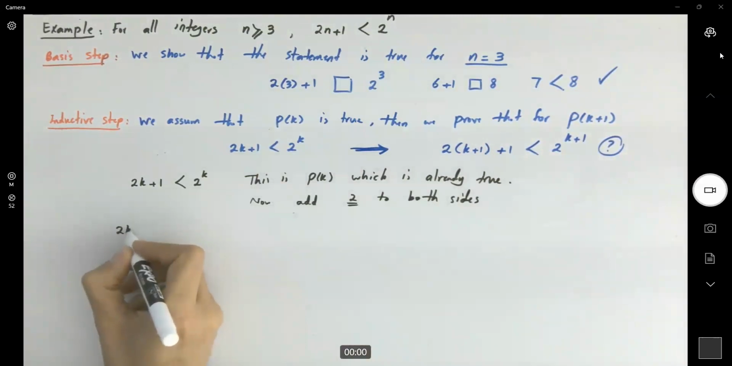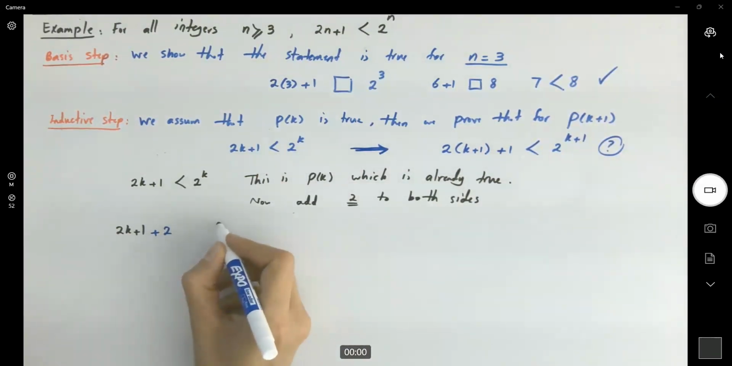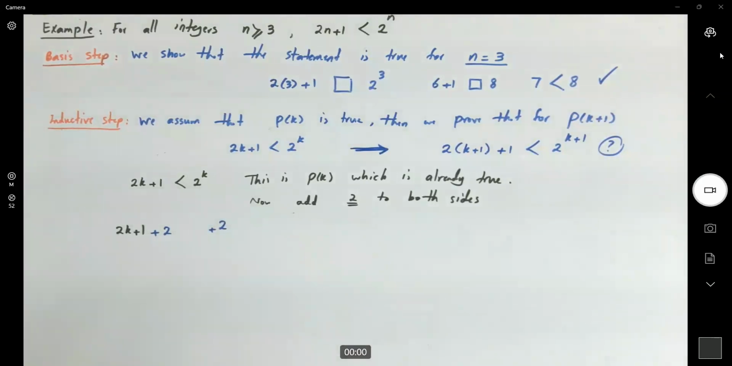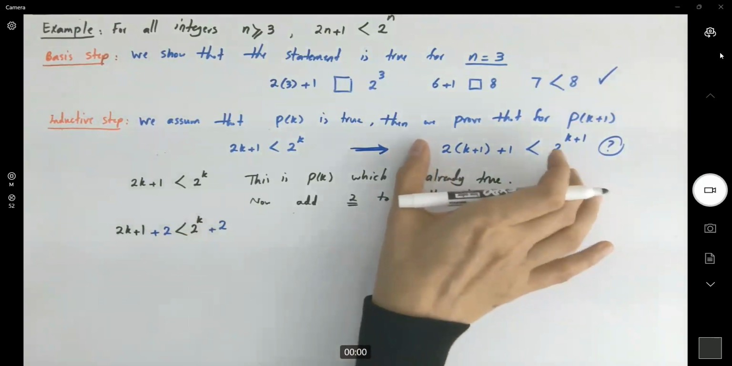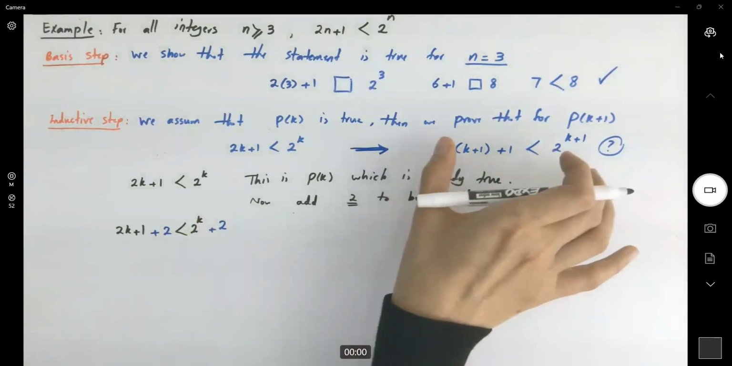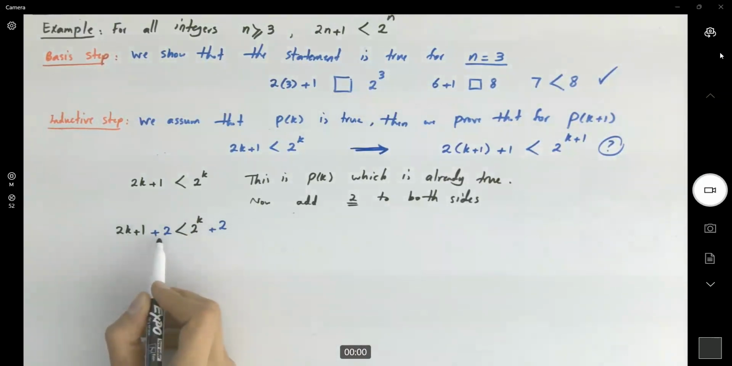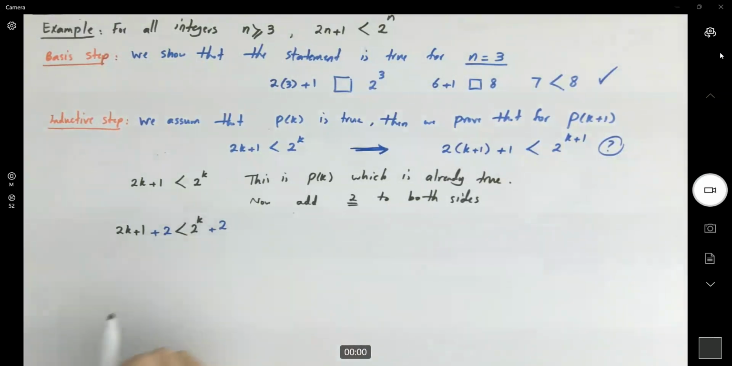Okay, I get 2k plus 1 plus 2 less than 2 to the power k plus 2. This is what I'm trying to do. I'm just adding 2 to both sides of my P(k). I'm not working with this. I'm trying to create this. I'm going to build this. So what do you have here? So far, you have 2k plus 1 plus 2 less than 2 to the power k plus 2.